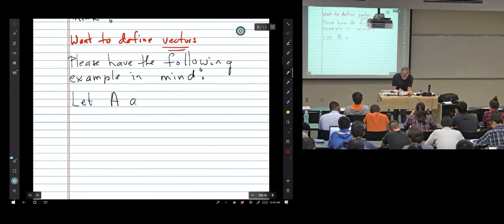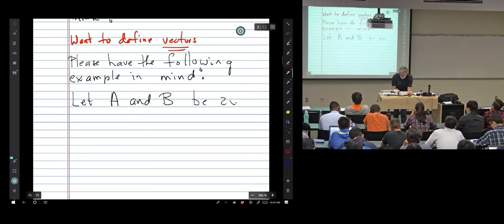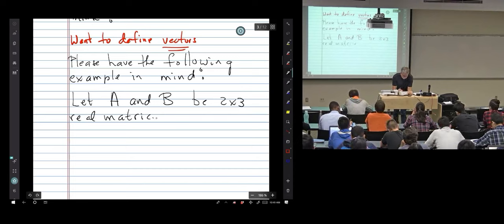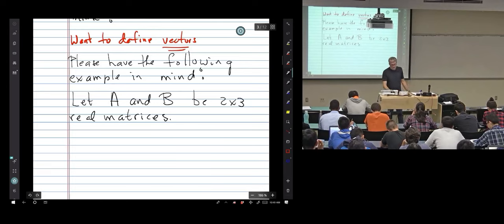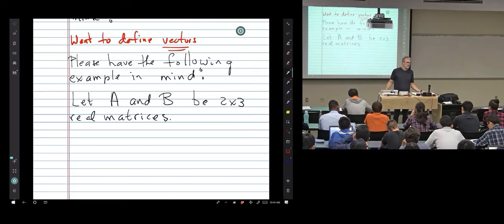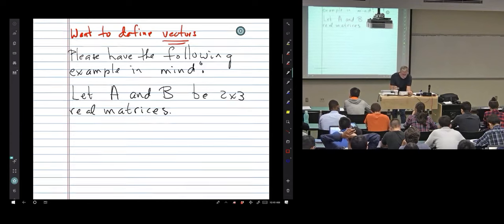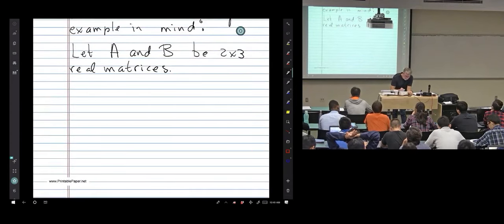So let A and B be 2 by 3 real matrices. Why 2 by 3? Make them 7 by 11 if you want. Make them 9 by 12. I don't care. Okay? Just that they're not 1 by 1. That's all I really care. Okay? Now, I'm going to write something down.